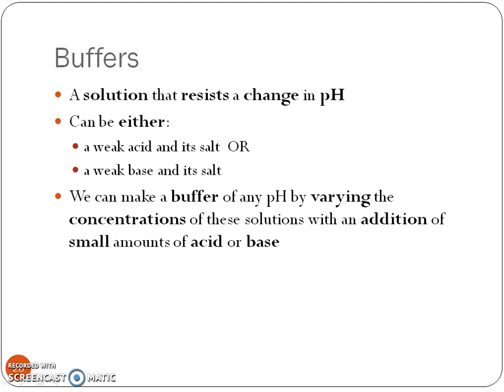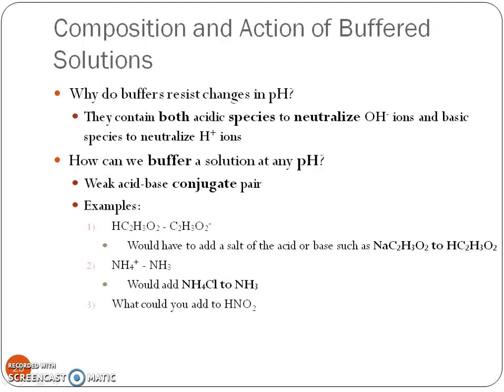So a buffer is basically a solution that resists change in pH. So there are two ways to make a buffer, a weak acid and its salt, which would be an ionic compound. And in that ionic compound, one of the ions is going to be the same as this weak acid. Same thing with a weak base and its salt. One of the ions in the salt is going to be the same as in that weak base, kind of like that common ion that we already discussed. So we can make this buffer any pH that we want by varying those concentrations, but then adding that little bit of strong acid or strong base kind of keeps that pH stable.